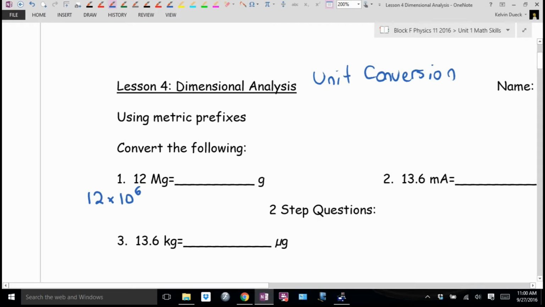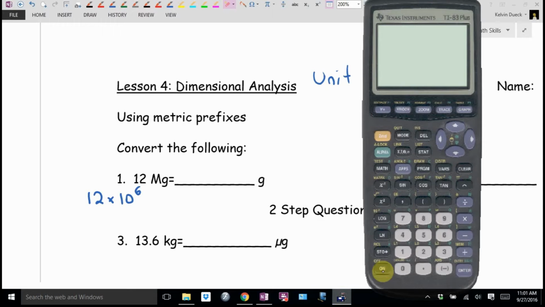This is what I'm going to type on my calculator. Now, we have to be careful, Bryce. The most common mistake is students, because that's a 10, they think this is scientific notation. This is not. I realize it's also a 10. Scientific notation was 10 to the, and you used your scientific notation button. You're not going to use your scientific notation button here for metric conversions. You're actually going to just type it in. 12 times 10 to the 6th.